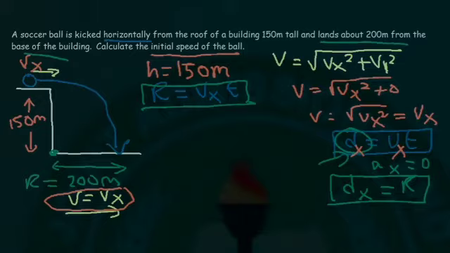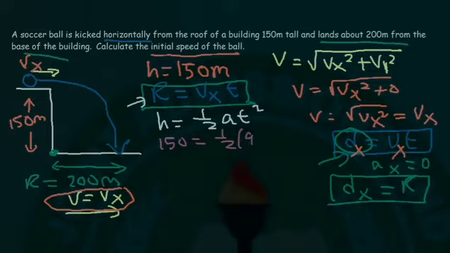Now, we have the range, but we don't know what the time is. So before we can use that equation, we need to use another equation to find time. And so we're going to start by using h is equal to 1/2 at squared. Once we find the time it takes for it to hit the ground, we can plug it into this equation and solve for Vx. So the height is 150.